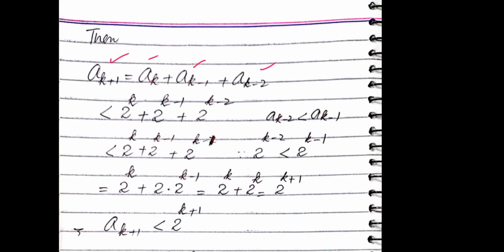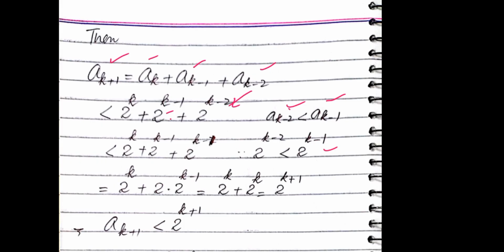As we are using the second principle of finite induction, a_k is less than 2 raised to power k, a_(k-1) is less than 2 raised to power k minus 1, and a_(k-2) is less than 2 raised to power k minus 2. Further, as a_(k-2) is less than a_(k-1), that is, the (k-2)th term is less than the (k-1)th term, so 2 raised to power k minus 2 is less than 2 raised to power k minus 1.